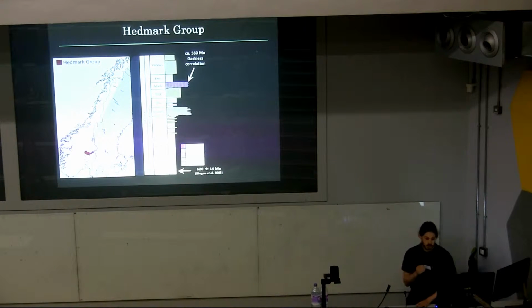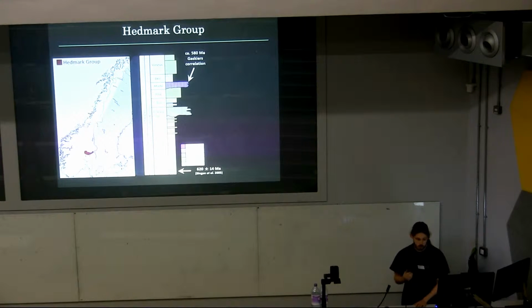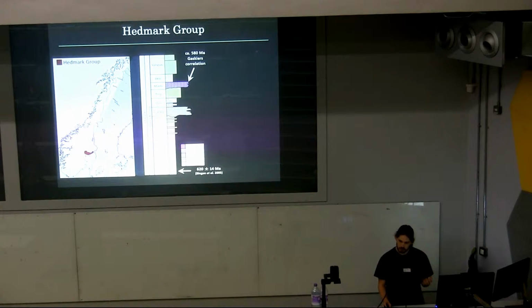The Hedmark Group is one of these localities in which acanthomorphs have been found, and this is the material that I've been working on. It is Ediacaran age. It's bounded at the base by a detrital zircon age of 620 million years and by a Gaskiers equivalent tillite about 580 million years halfway up. The carbonate platform from which the original acanthomorphs came is found at the top of the Brøttum Formation up into the Biri Formation. It's a mixed siliciclastic carbonate platform. And the actual original phosphorites that these acanthomorphs came from have now been lost.